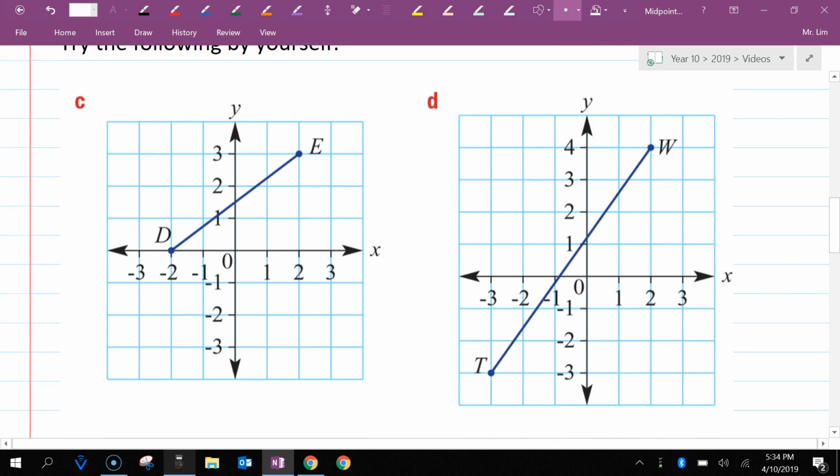Here are 2 more questions for you to try by yourselves. I'll get you to pause the video, have a go, and when you're done, you can play the video again and I'll go through the solutions.